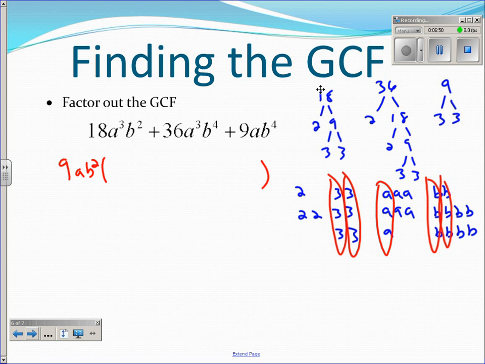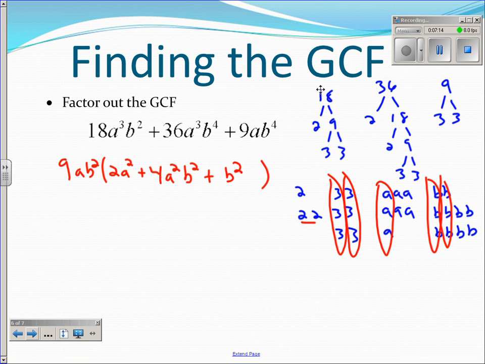What's left in the first line? 2. AA is A squared. No B is left. Bring down my plus sign. 2 times 2 is 4. 2 A's, that's A squared. 2 B's, that's B squared. Bring down my plus. There's no number left, so that could be 1. And I have 2 B's, B squared.